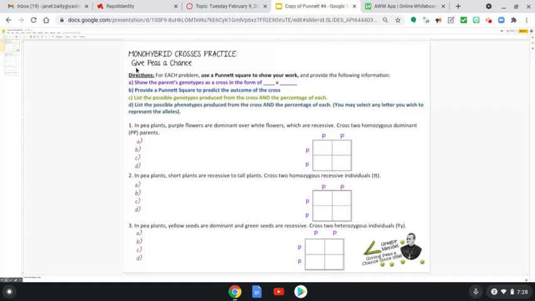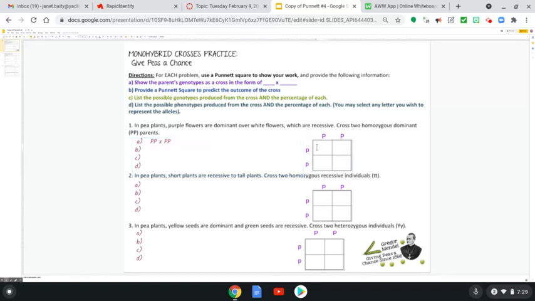All right, so the first part, A, says show the parents' genotype. So you have to type in their genotype. P, P, X, which means crossed with P, P. All right. B says provide a Punnett square to predict the outcome. That means you've got to work the Punnett square, okay?